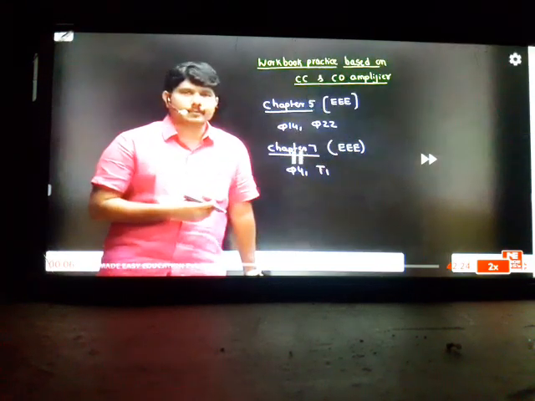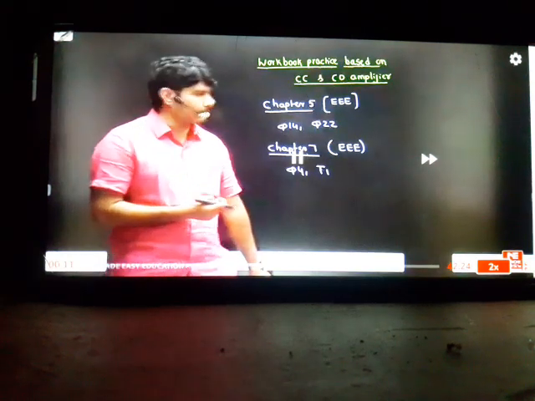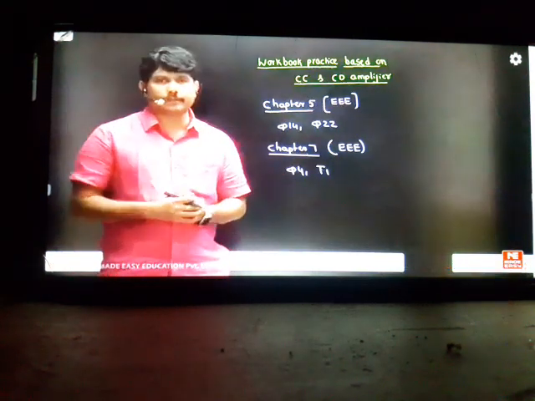Now we will do the practice based on common collector and common drain amplifier. We have hardly 4 problems, I observed. 2 questions I have seen from the BJT chapter and 2 questions are from MOSFET. Hardly 4 questions, we can do it.